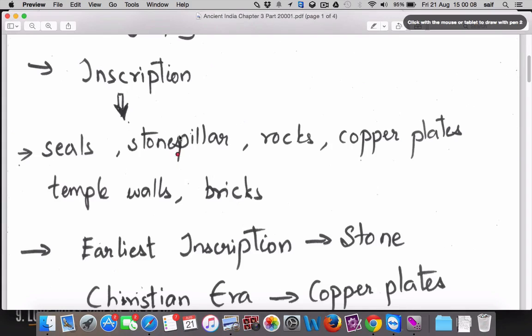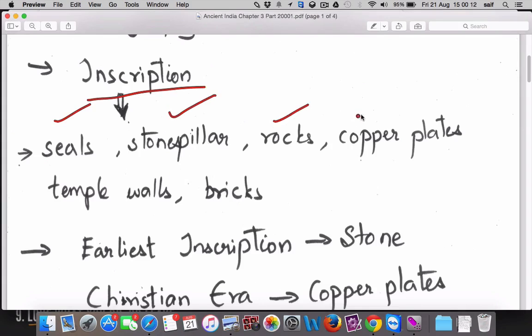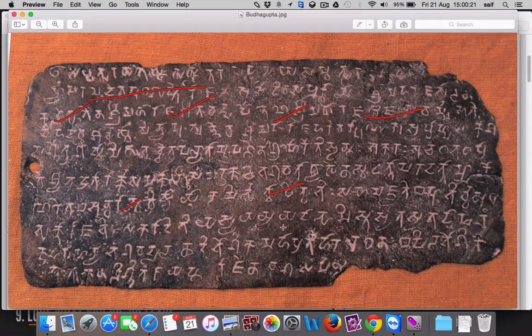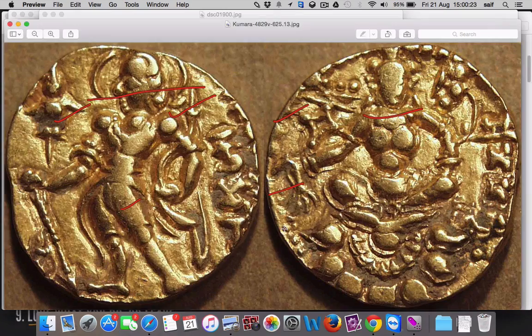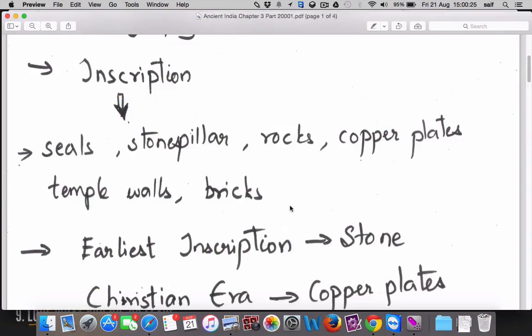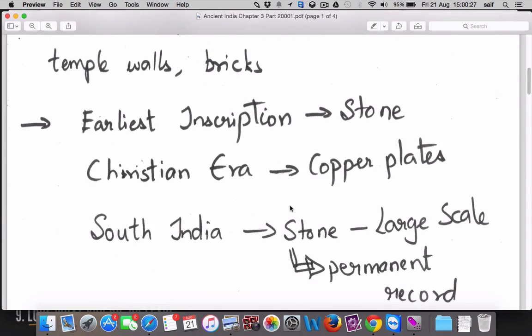So you have seen the types of inscription done on different things: seals, stone pillars, rocks, copper plates, temple walls and bricks. So the first inscription came to be known. The first inscription was done on stone. As you know, this all started in the Harappan era.